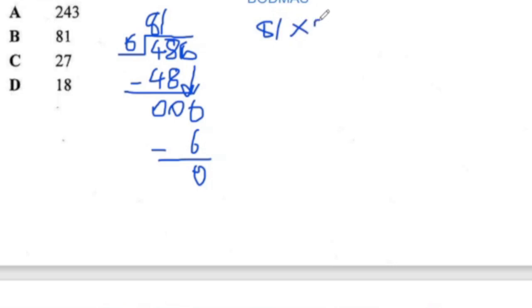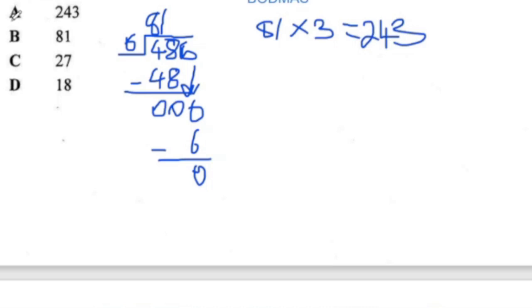times 3, which is equal to, okay, so we multiply 1 by 3 will give us 3. Then 3 by 8, 3 by 1 has given us 3. Then 3 by 8 will give us 24. So the answer will be 243. That will be the correct answer.